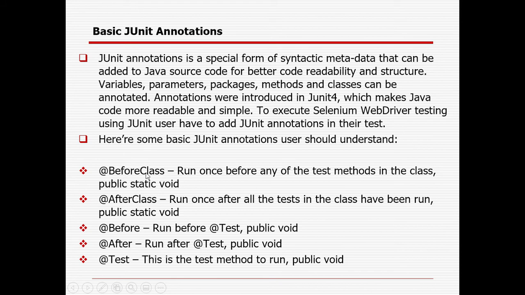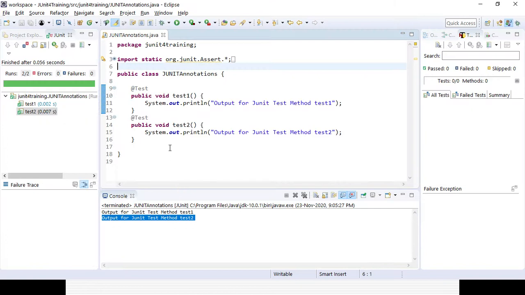@BeforeClass is used to run once before any test method in the class, and @AfterClass can be used to run once after all the tests in the class have been run. And for both annotations, whenever we are writing any method, it should be public static void, not just public void.